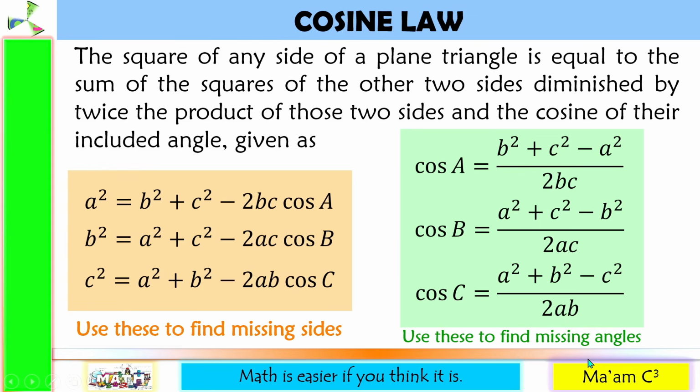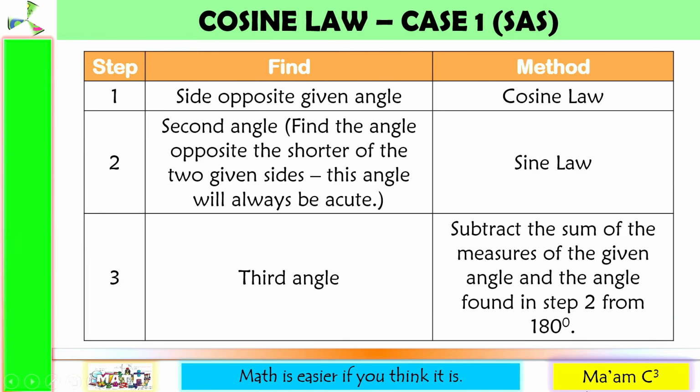So let us start with the first case of cosine law, the side angle side: two sides and an included angle. So here are the steps. Step 1, we're going to solve first for the side opposite the given angle. With that, we are going to use cosine law.